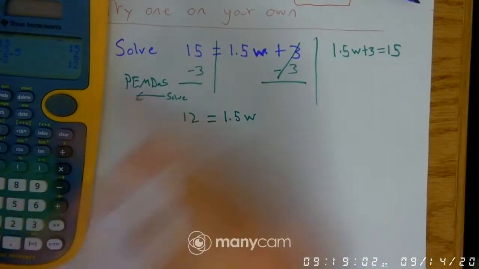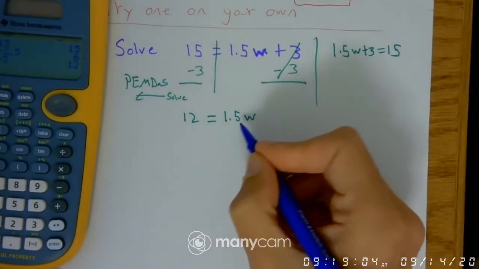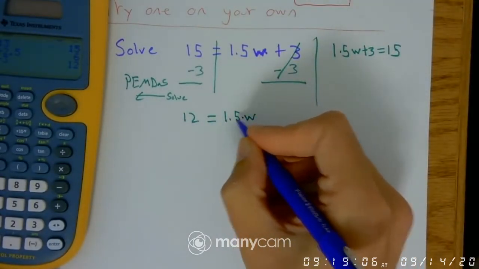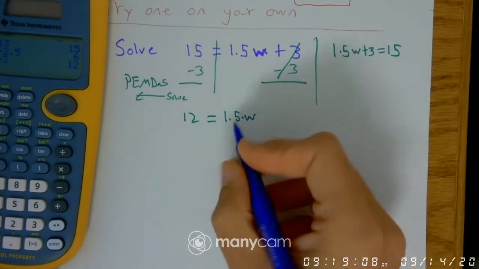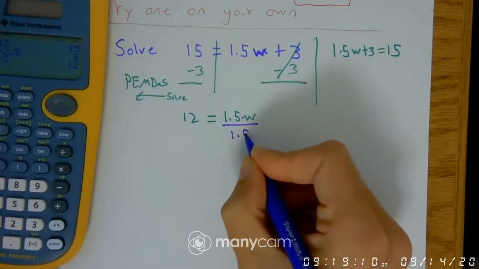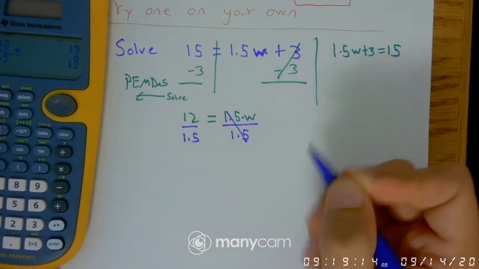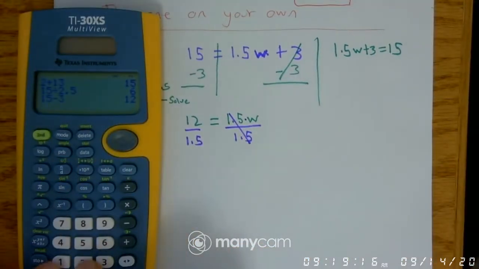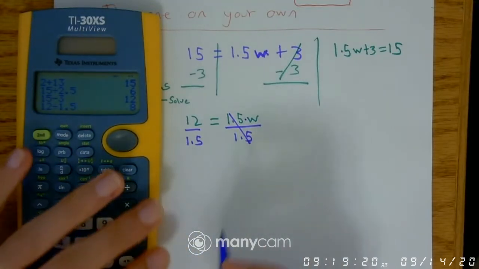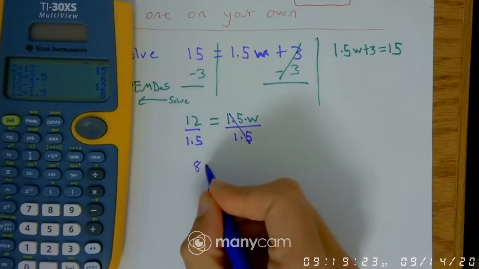And then here, again, we're being lazy with our math. This is really 1.5 times W. So the opposite of multiply is divide. So I'm going to go ahead and divide both sides by 1.5. And then in my calculator, I'm going to go 12 divided by 1.5. And I get 8 equals W.